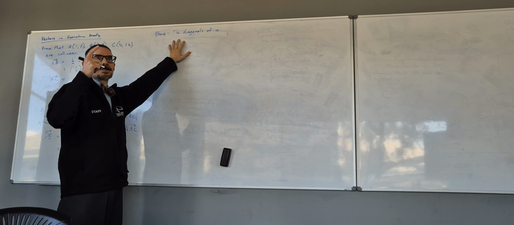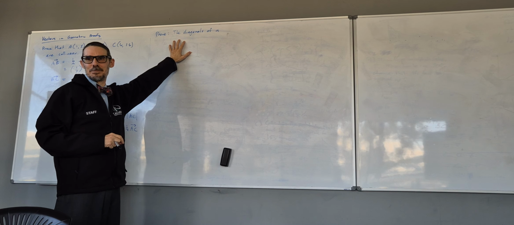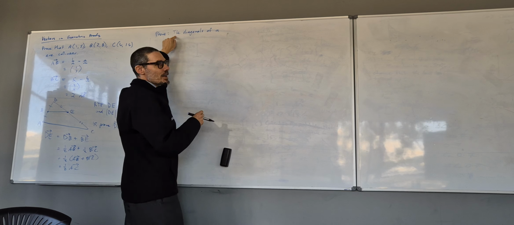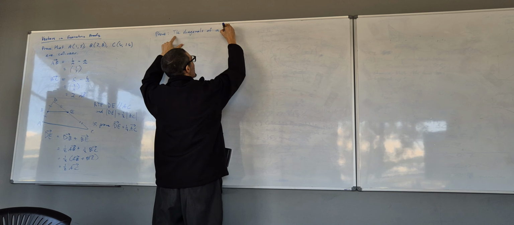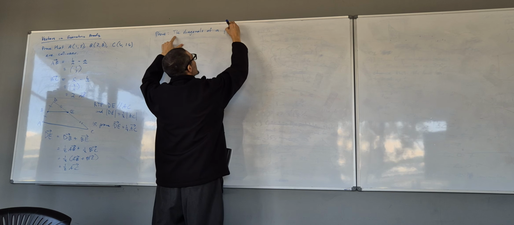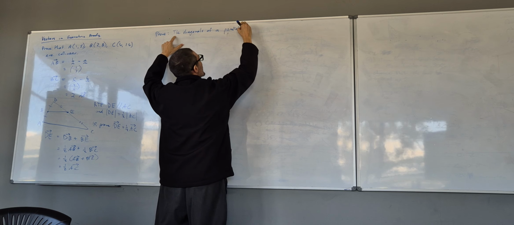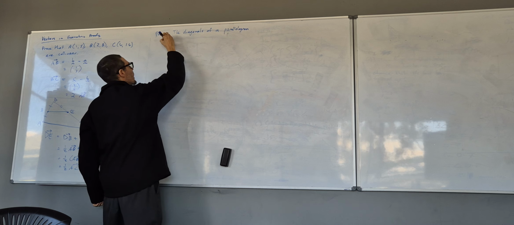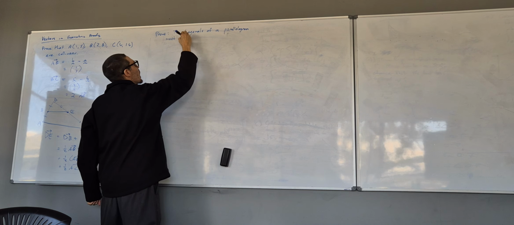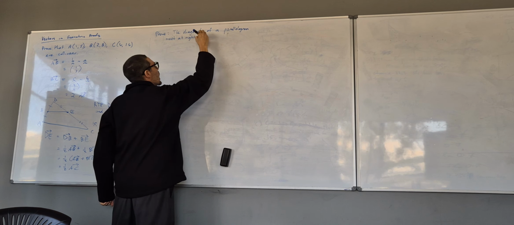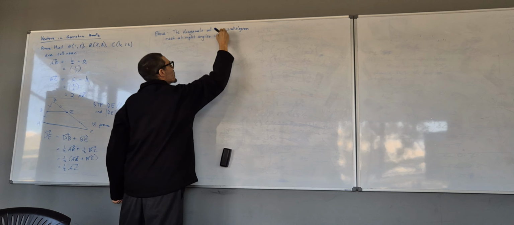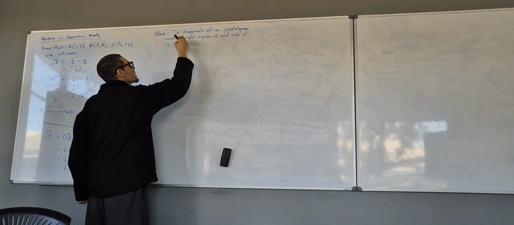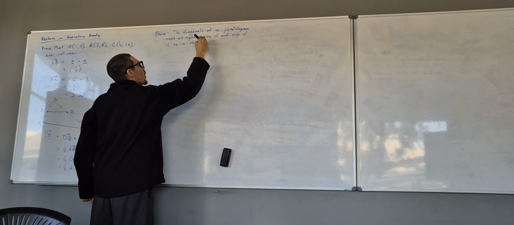So, prove that. You're going to get a question that says literally just one of those things. How do I do this? Draw the diagram. Now try and prove it. The diagonals of a parallelogram meet at right angles if and only if it is a rhombus.